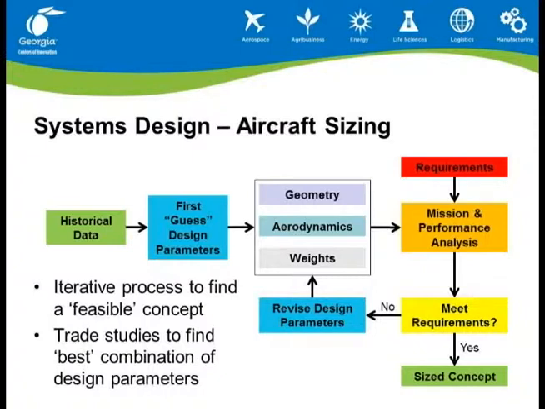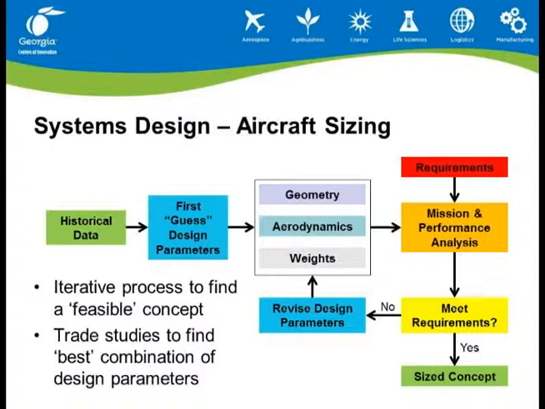So if we look at aircraft sizing, we've given you a little drawing here of what aircraft sizing is about. We start from the left. We start with historical data in the little green box. We look at what are the values that you normally use for aircraft design. Then we take our first guess at the design parameters. What is the wing loading? What is the power loading? What is the wing geometry? All those things. And we create our geometry.